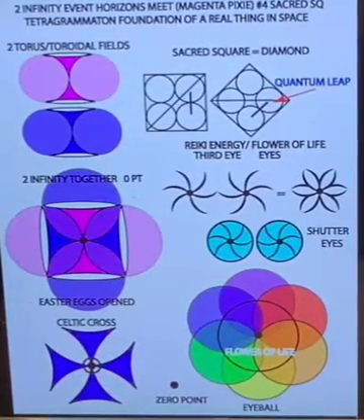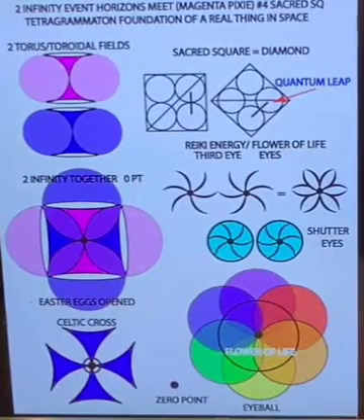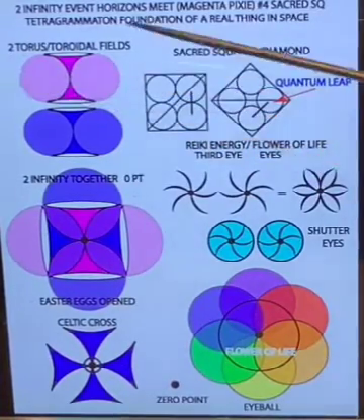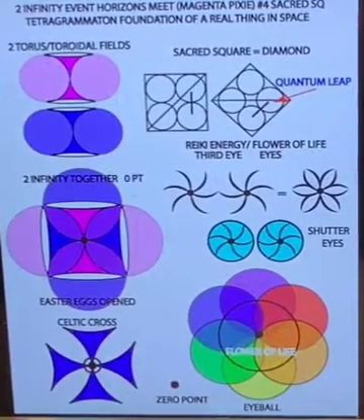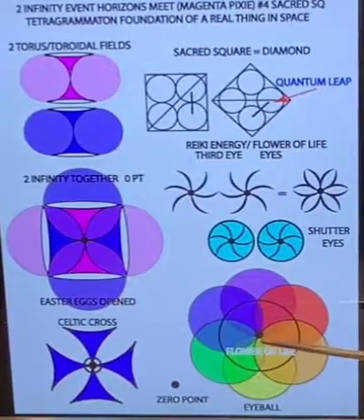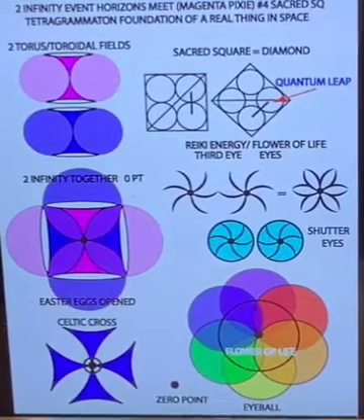So now how does the four or the square come together, and the tetragrammaton, and the foundation of something real in space? Well, obviously the toroidal field is something real in space, and it's the foundation, it's the DNA, right, of the flower of life. Okay, so that's part of it.